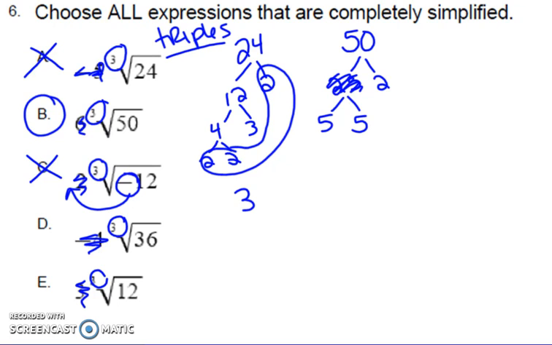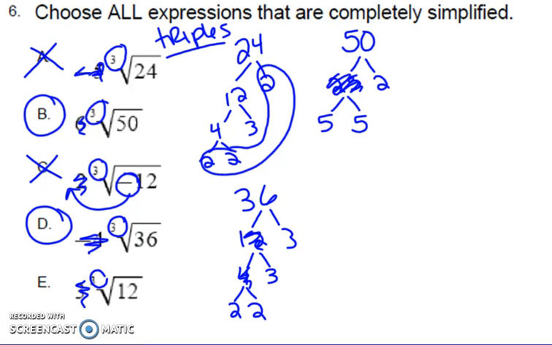If we look at D, 36 breaks to 12 and 3, 12 breaks to 4 and 3, and 4 breaks to 2 and 2. I have 2 sets of pairs, but again, if I look at my problem, we're circling triplets. I don't have any triplets, so 36 is simplified.